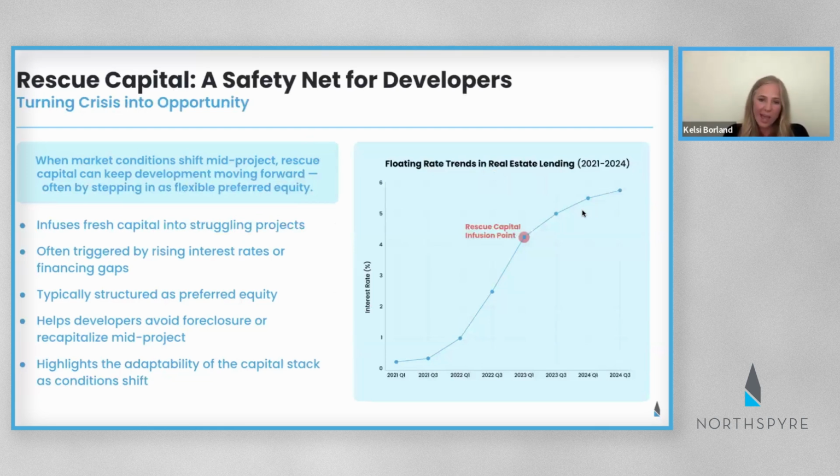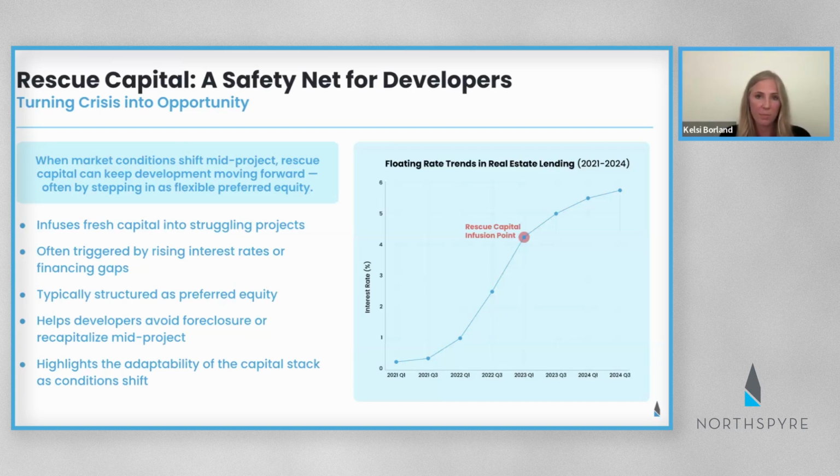Also wanted to talk about rescue capital. Like we said, developers take on a tremendous amount of risk. They often are building speculative projects. And so sometimes things don't go as planned, and you can infuse rescue capital into your project. It's really a safety net for developers. It's obviously not something that anyone plans to do, but it is something that can happen over a timeline. This often happens if, for example, you had a floating rate loan and interest rates increased, you might not be able to afford to maintain the loan, and you might need rescue capital.